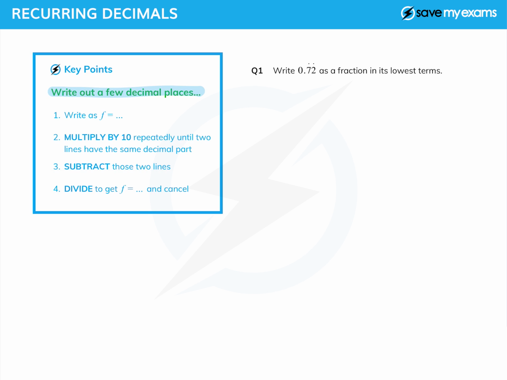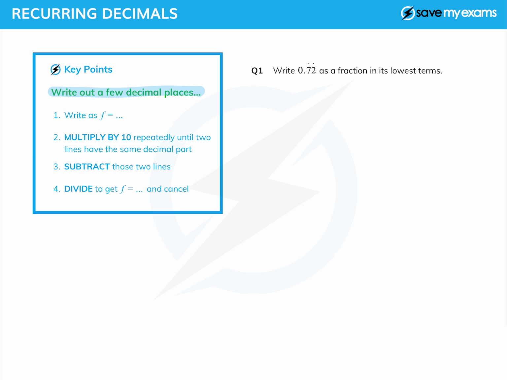In this tutorial, we're going to look at how we convert recurring decimals. That's things like this in the first question. The two dots means that both the 7 and the 2 recur. So that's 0.727272, etc. We're going to look at how we convert those into fractions.